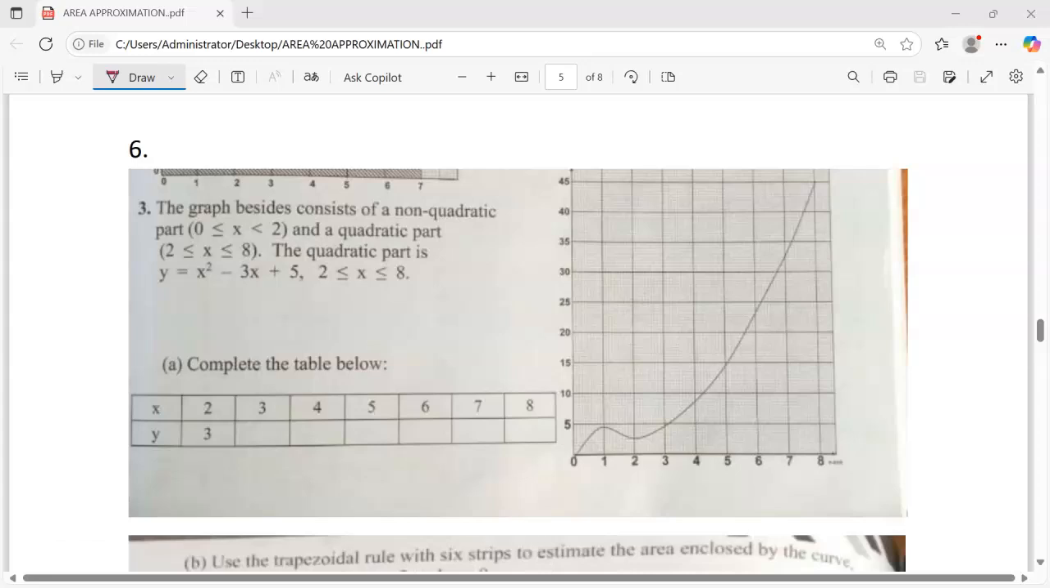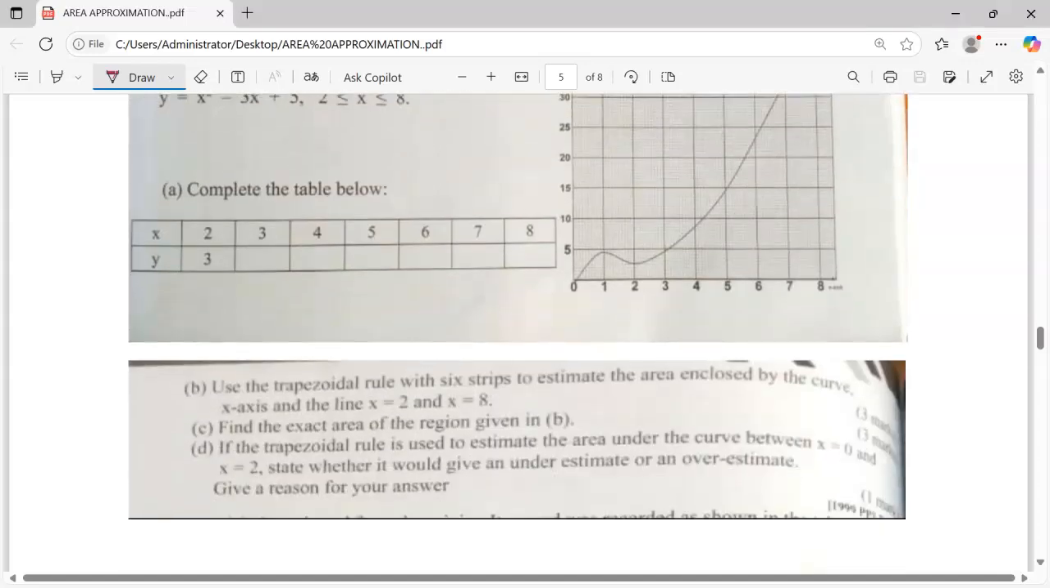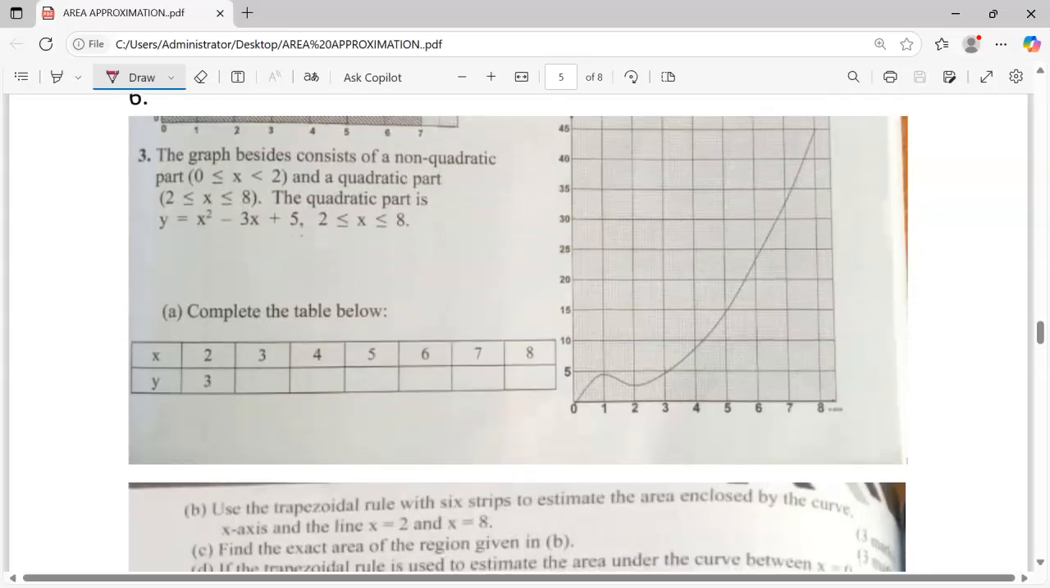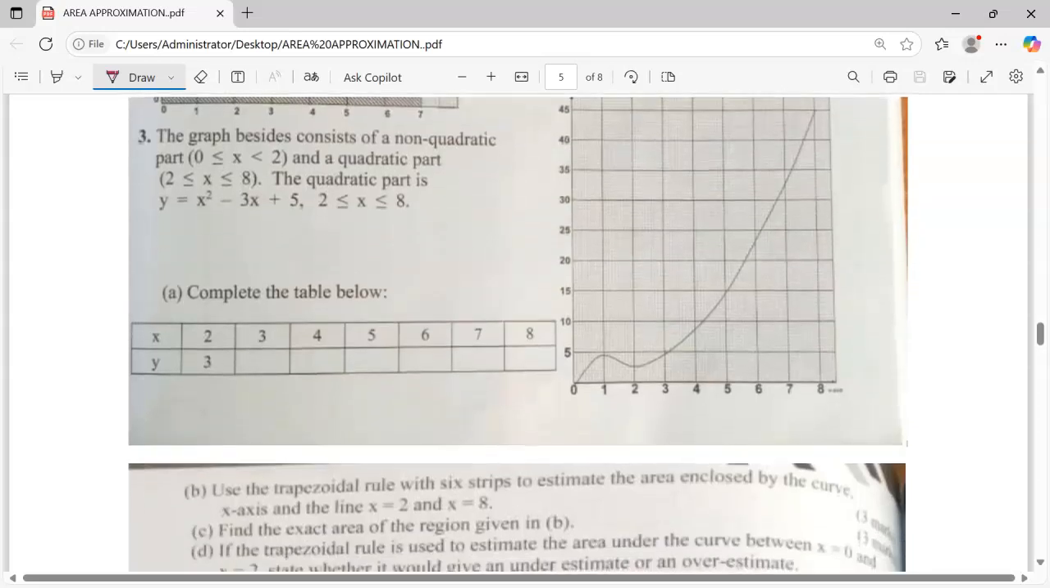We are looking at a question that was done in KCSE 1999, paper 1, question number 24. The question reads: the graph beside consists of a non-quadratic part, containing the values of x between 0 and values less than 2, and a quadratic part that has values running from x equals 2 to x equals 8. The quadratic part is y equals x squared minus 3x plus 5.